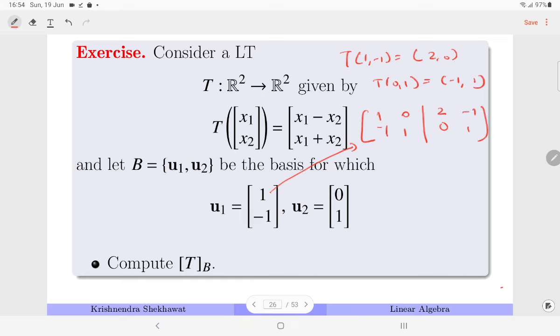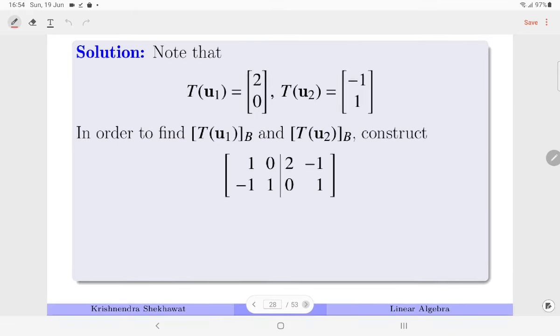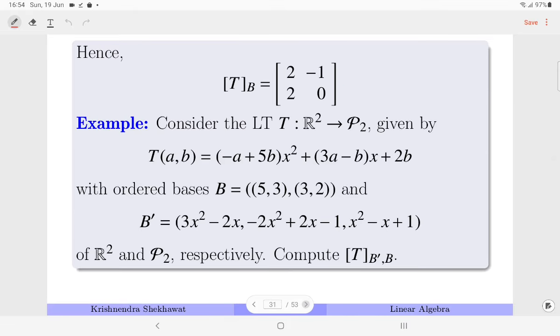And then I must compute its RREF. If you compute it, do it by yourself, you will get 1, 0, 0, 1, 2, -1, 2, 0. And this means that my required matrix T_B is [2, -1; 2, 0]. Okay, again the solution is here. Let's quickly try one more question.